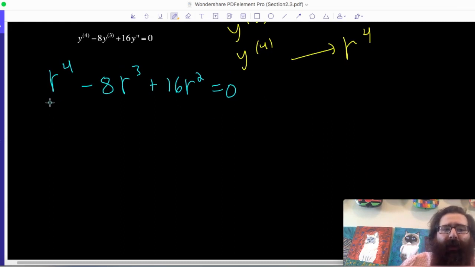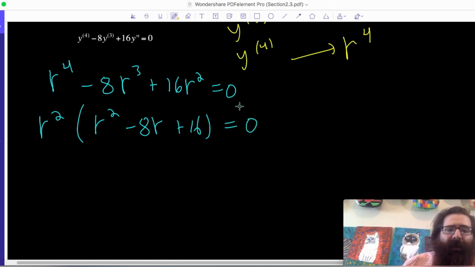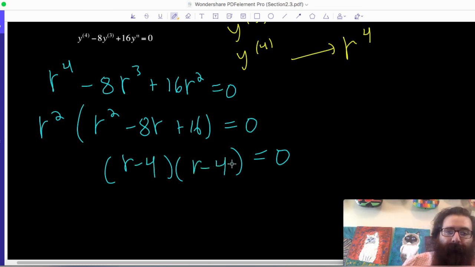Now right away, I can factor an r squared out of everything. And that leaves behind r squared minus 8r plus 16. And I want to know, can I factor further? So here, the r squared minus 8r plus 16, sure, I can factor this further. That gives me r minus 4, r minus 4. And here, r squared, you could leave it as r squared.